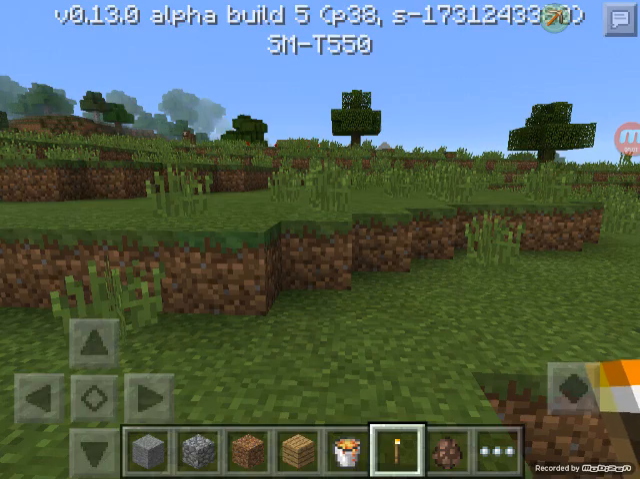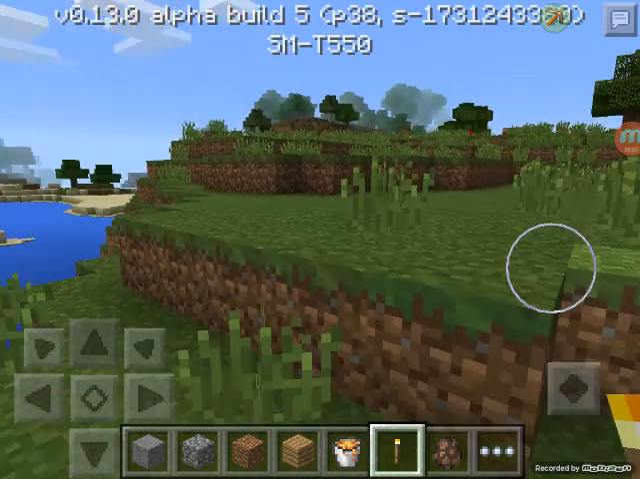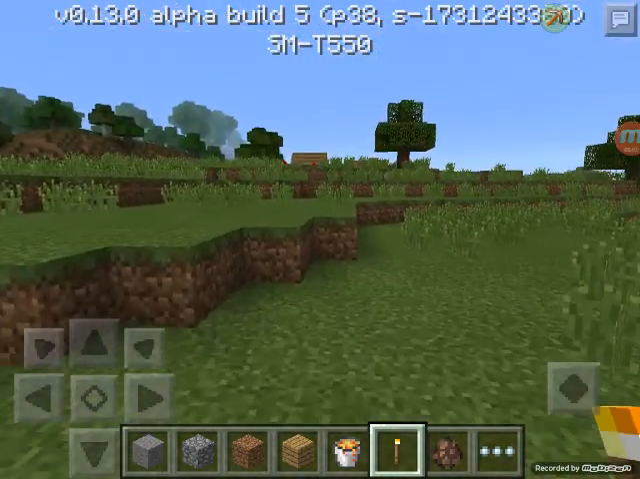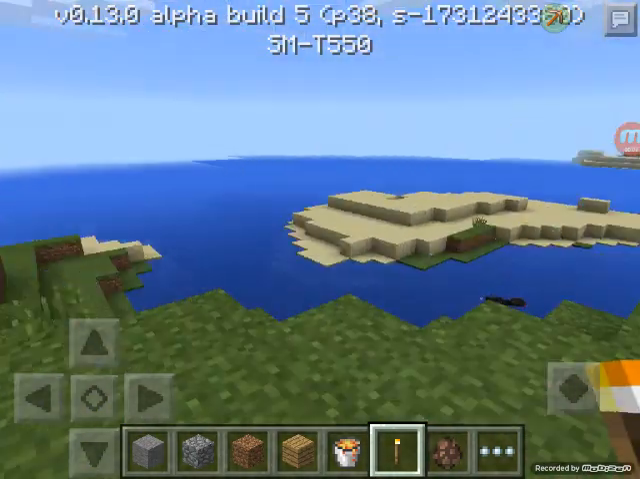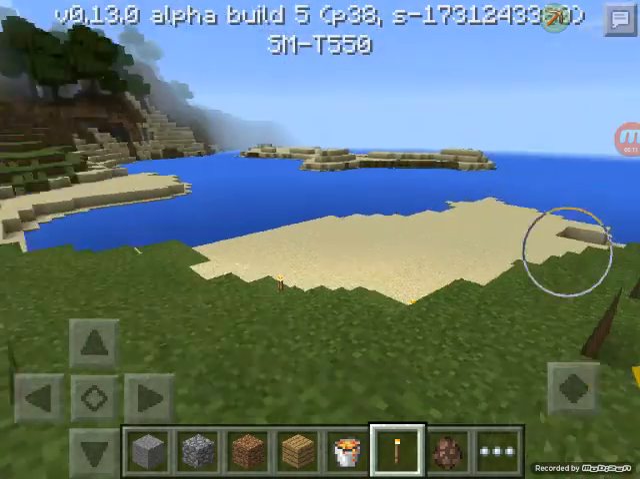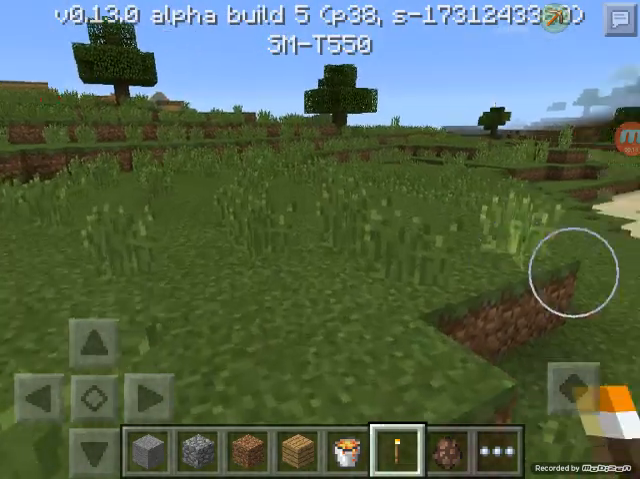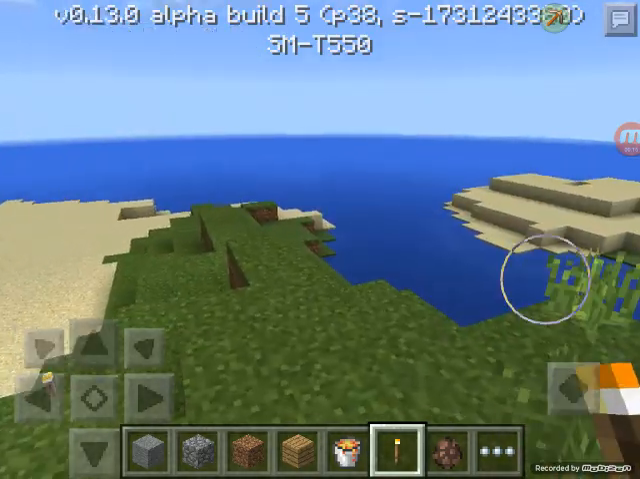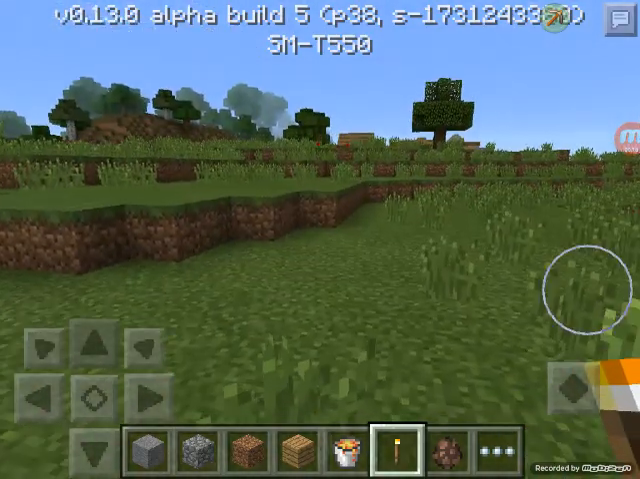Hey guys, today I'm going to talk about the four spheres: the geosphere, the atmosphere, the hydrosphere, and the biosphere. Today we're going to start with the biosphere.